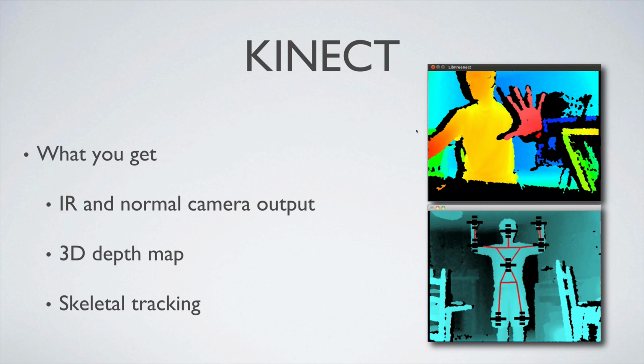So here's an example of a depth map. You can see that the hand is close and it gets a higher value than the background, and the person is a bit further back, their body's a bit further back, but you can see their hand is coming closer. So that's a depth map.